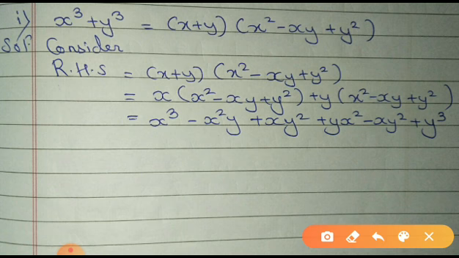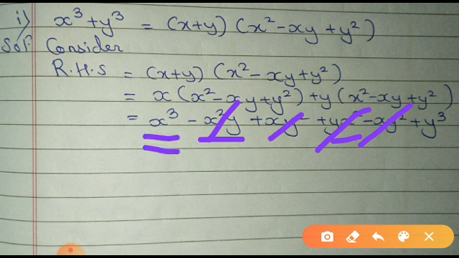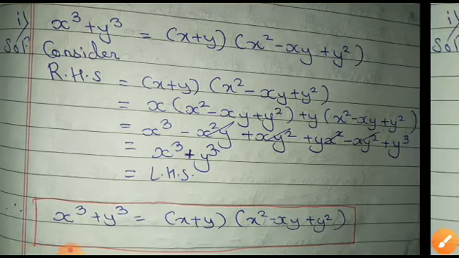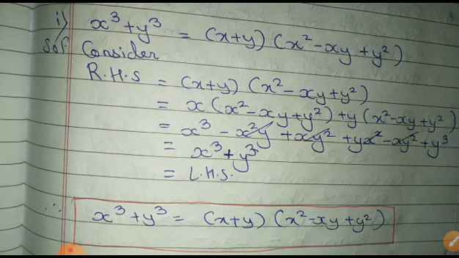Now see whether you can cancel any terms. Here it is minus x square y and this is plus x square y, so these will be cancelled. Similarly, xy square and minus xy square also will be cancelled. So the only terms remaining are x cube plus y cube, and that is same as your LHS. So we have got the identity x cube plus y cube is x plus y into x square minus xy plus y square. Okay, it is an important identity.